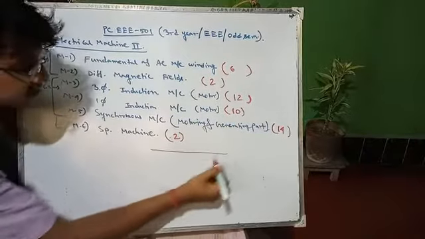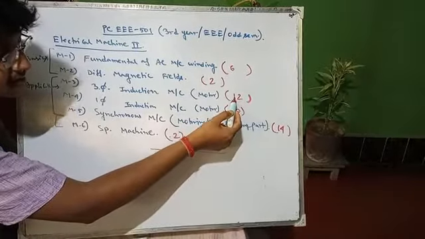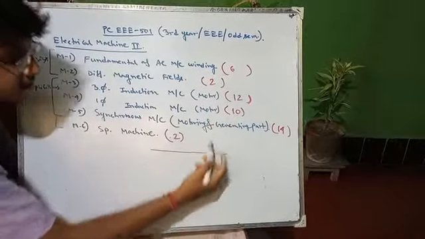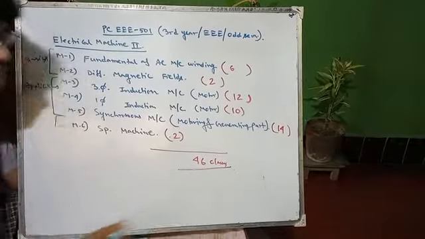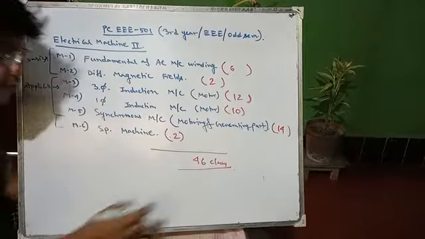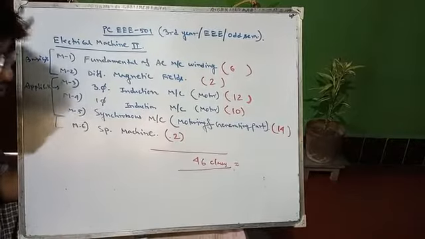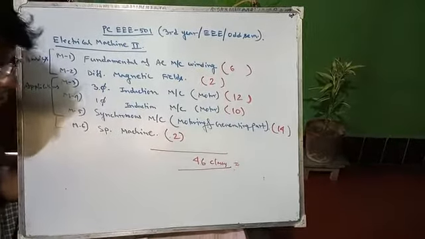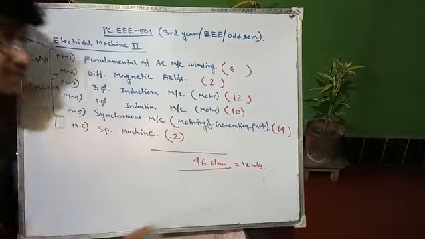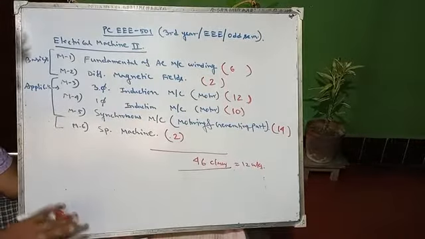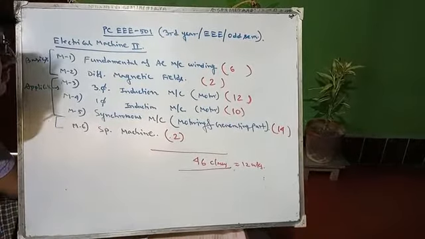So how many days are required in total? 16, 26, 36, 38, 40, 46. So more or less 46 classes are required. 46 classes means how much? A week consists of 4 classes, so approximately 12 weeks are required. Day by day, I will reach the end of the syllabus.